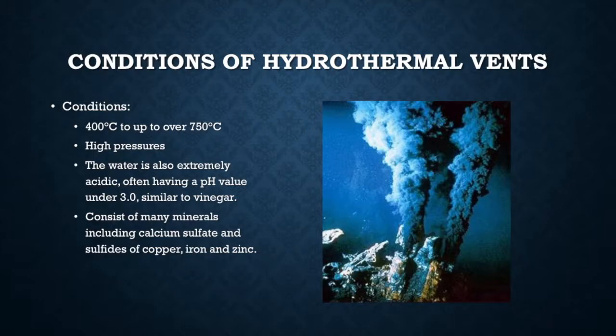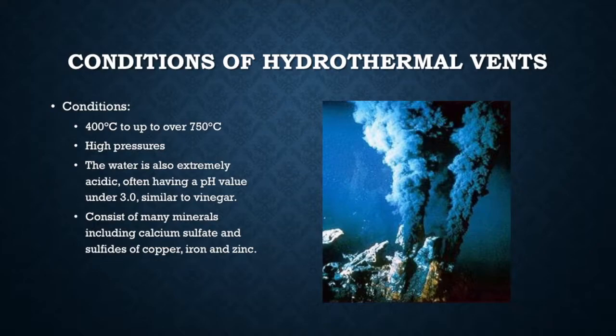So why are these so uncommon, and why, originally, didn't we think a lot of organisms lived there? Some of the conditions: it ranges from 400 to 750 degrees Celsius, right around the chimney. Obviously, as you get further away from the chimney, the temperature does decrease pretty rapidly. But 400 degrees Celsius is 750 degrees Fahrenheit, and 750 degrees Celsius is 1,380 degrees Fahrenheit, which is extremely, very, very hot.